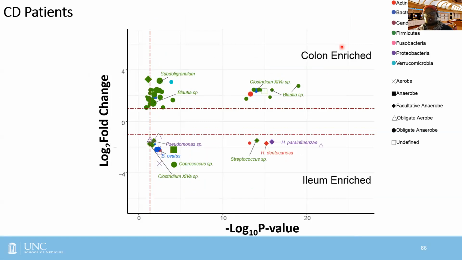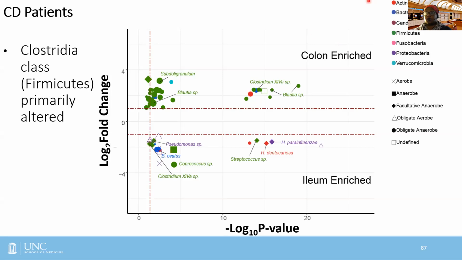Next, we looked at Crohn's disease patients between the colon and ileum. First of all, we're seeing a lot fewer changes between these two regions, and of the taxa that are altered, they tend to be primarily from the Clostridia class. Lots of these green dots correspond to the Firmicutes phylum, and the Clostridia class is seen within the Firmicutes phylum. These are the primary taxa that seem to be altered.